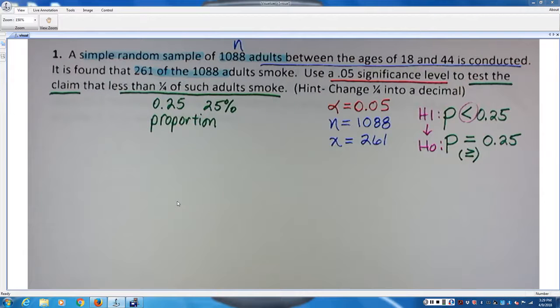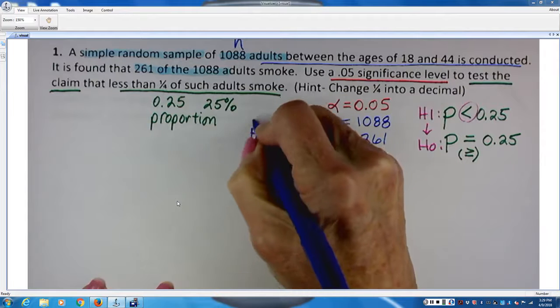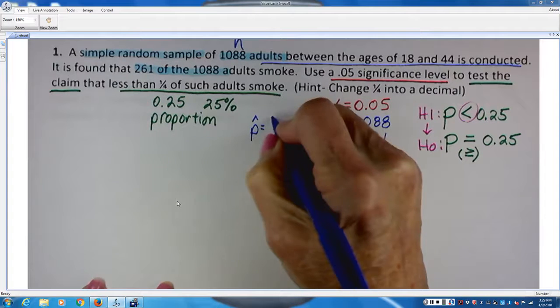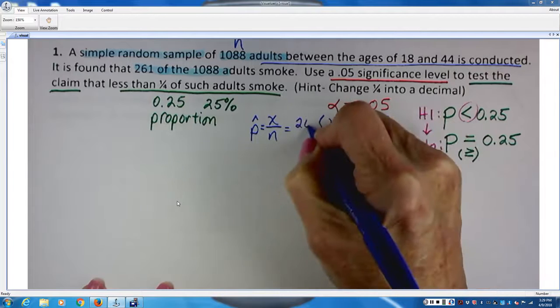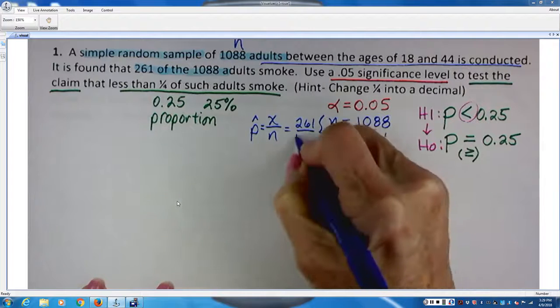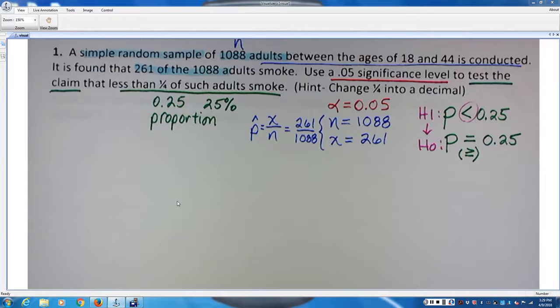So that's 261 adults between the ages of 18 and 44. Between the two of those, that will tell us P hat. So that's going to give us the sample proportion, P hat. Okay?